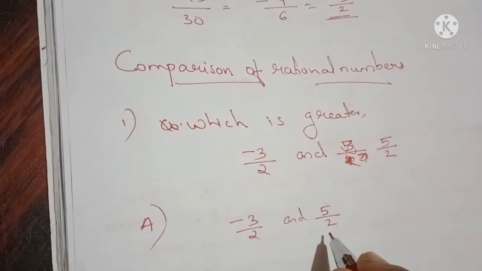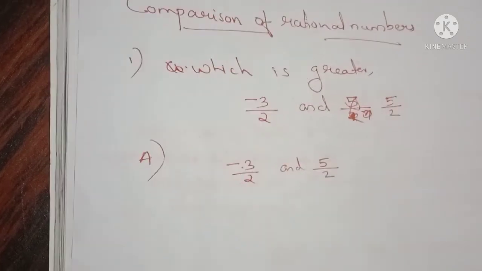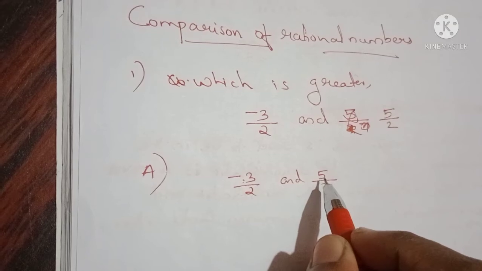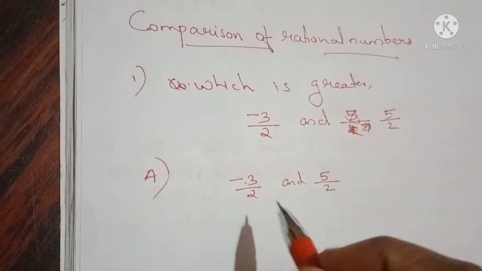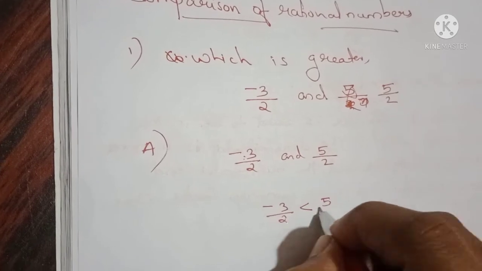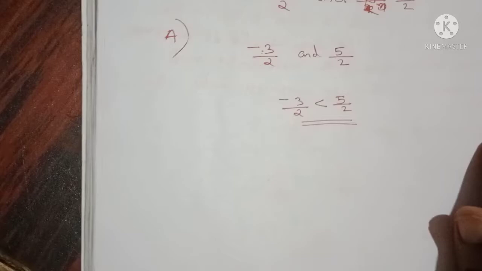Can you compare these two? Yes, both the denominators are same, so it is easy to check. Minus 3 by 2 and 5 by 2. Which is greater? Yes, of course, 5 by 2 is greater than minus 3 by 2. So we can write minus 3 by 2 is less than 5 by 2. That means 5 by 2 is greater than minus 3 by 2.